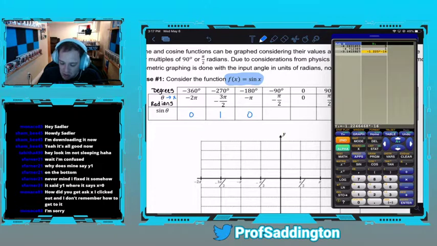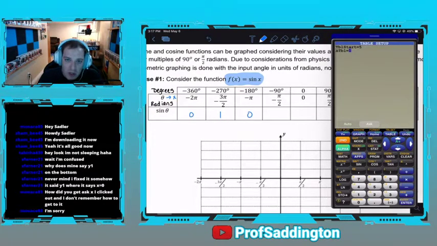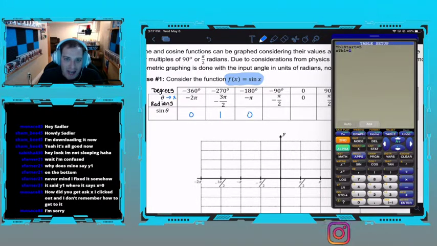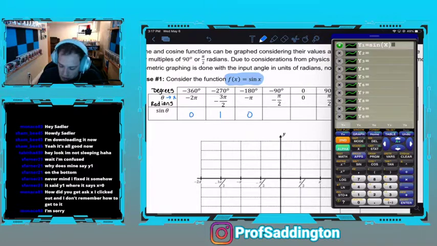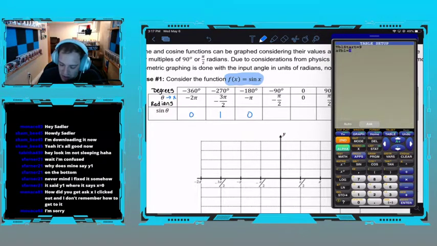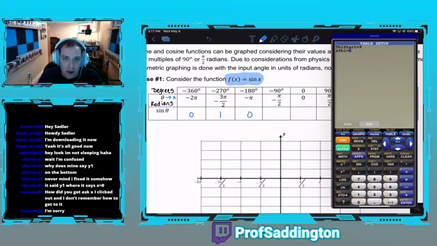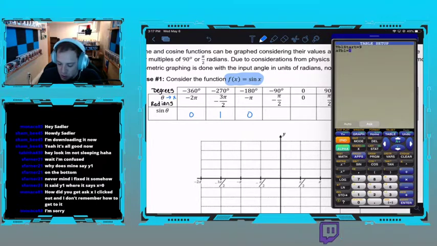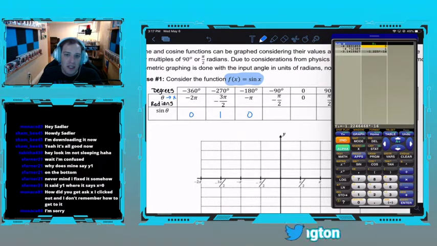Ella, what you have to do is hit second table again. And if you look at the bottom of the screen, it says auto and ask. So just make sure that you are on the ask part. Now when you go back into table, you should see something similar to what I have, except I already have numbers typed in. You just haven't typed anything in yet.